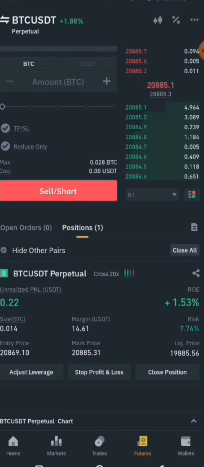And another thing I'll tell you, when you're trading futures, do not use high leverage. The higher the leverage you use, the more profit you make, and the closer your liquidation price would be.